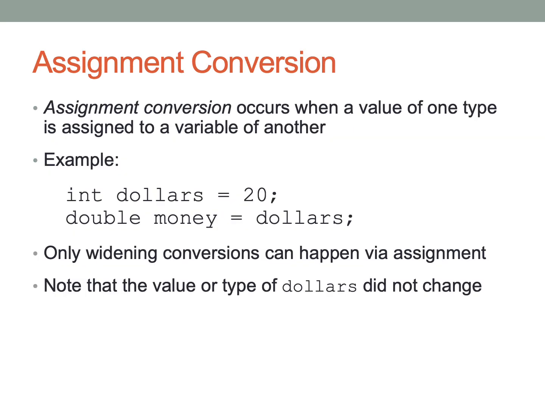Assignment conversion occurs when a value of one type is assigned to a variable of another. For example, if we have int dollars equal to 20, double money equal to dollars. So, double money would have the value of 20 as well. Only widening conversions can happen via assignment. Note that the value or type of dollars did not change. What do you think the value of money is? Is it 20 or something else? Money is now 20.0 because it is of type double.